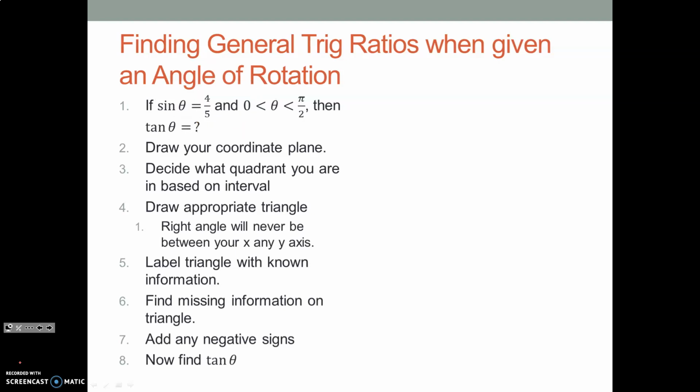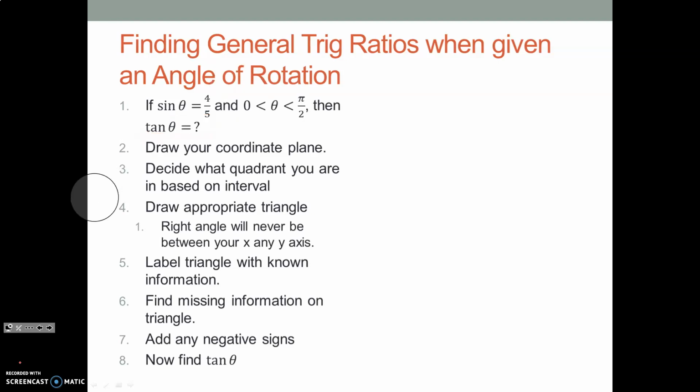Now they are telling us, hey, here are two of the side lengths of a triangle, and you need to figure out what some other trig function it would be. Okay, so sine theta is 4 over 5. They want to know what is your tangent theta.